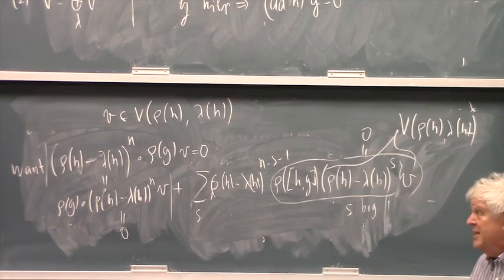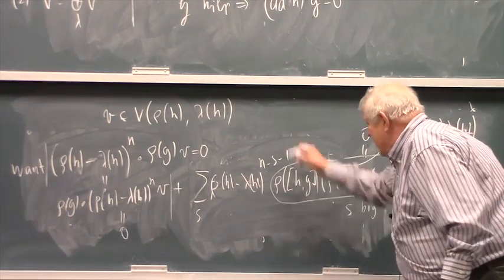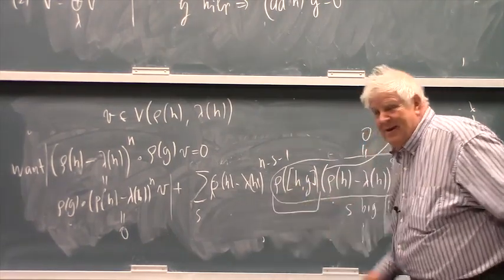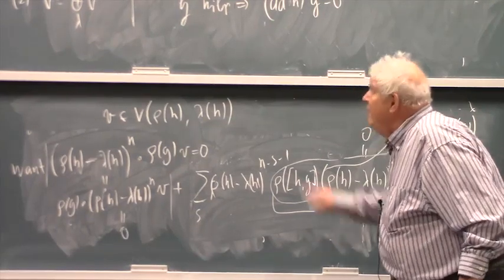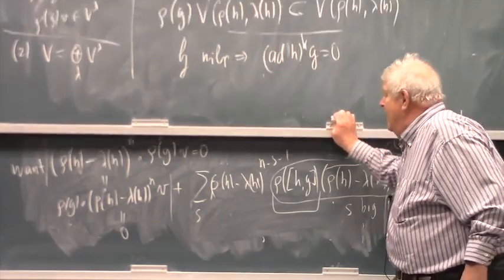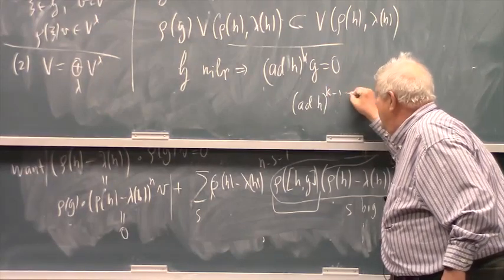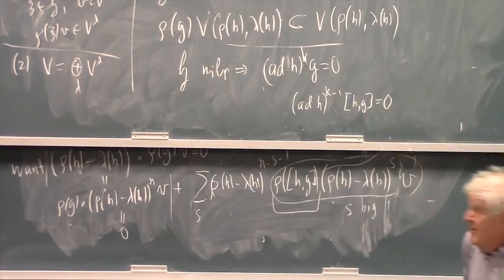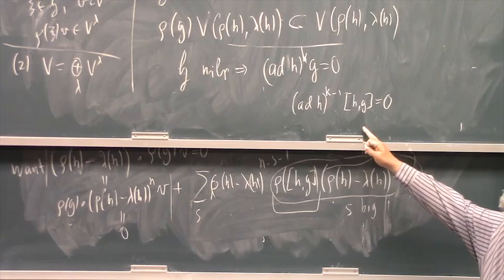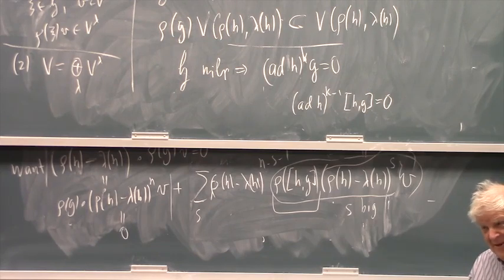And we want that, again, that this is in that space, right? So we want that this, and then the most interesting observation. You see, if add h to the power k of g is 0, then add h to the power k minus 1 of the commutator hg is 0, simply because this is add h applied to g, right? So for this commutator, this number k becomes k minus 1, and we have our induction.